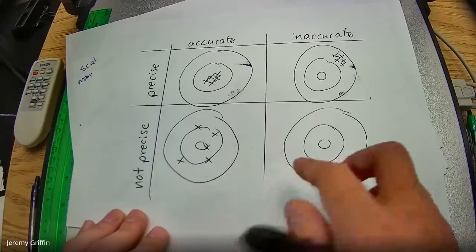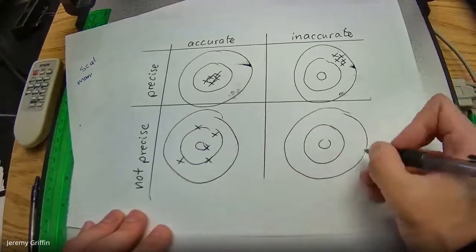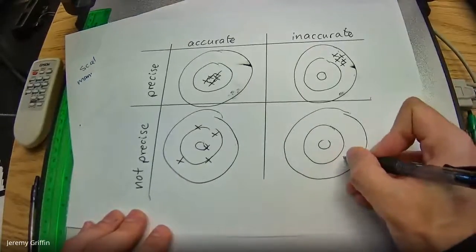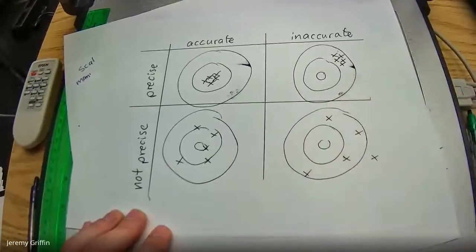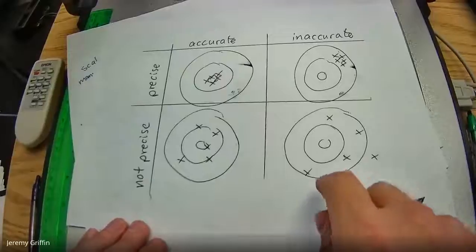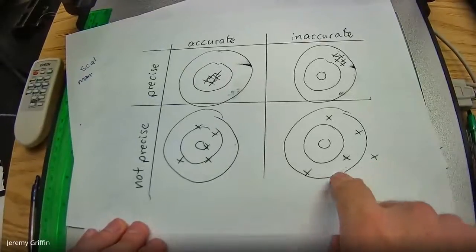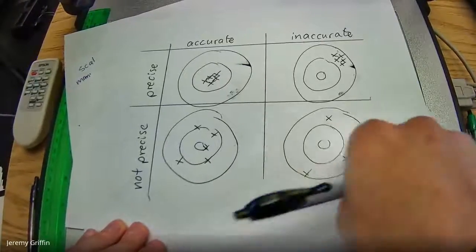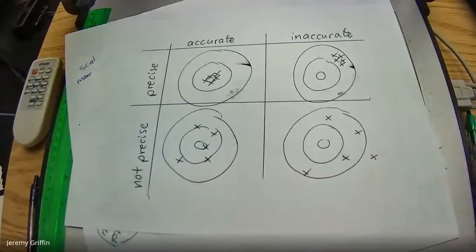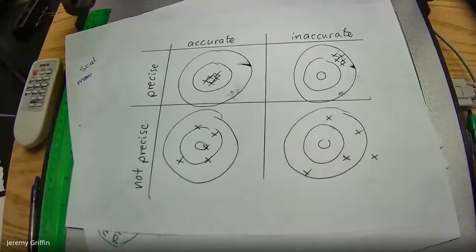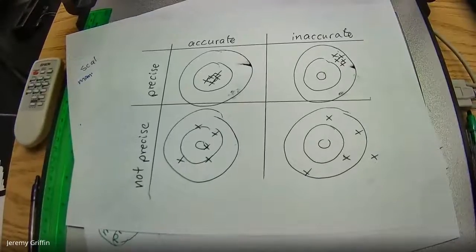And then bring out your poor fourth friend and his machine. It does something like this: dart, dart, dart, dart, dart. So they're all over the place. Oh, this one hit the wall. So not accurate. They don't even average out to the middle, and they're not precise either because they're all scattered all over the place. Okay. Got this? Oh, poor guy.